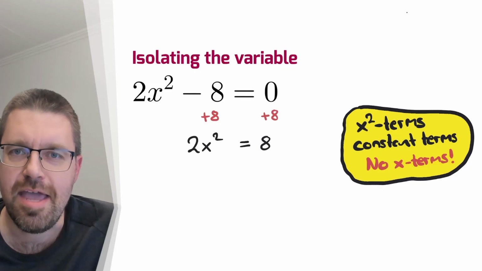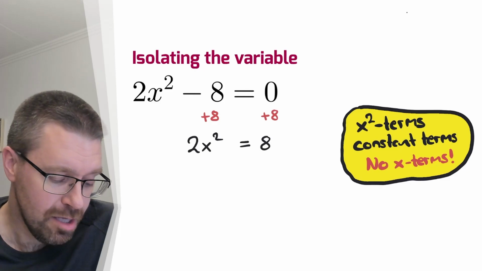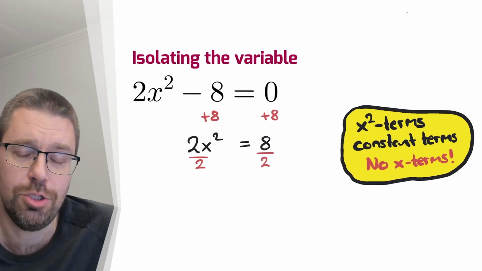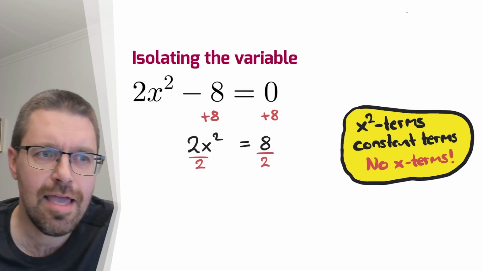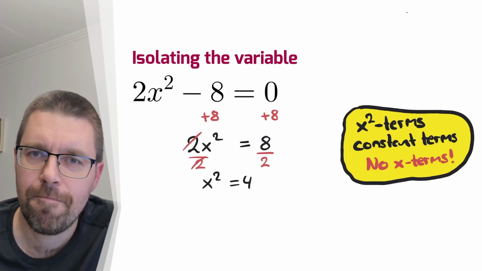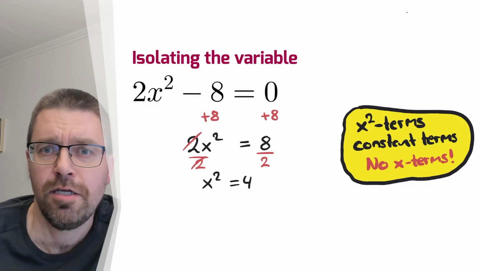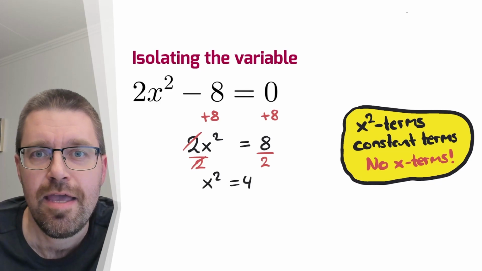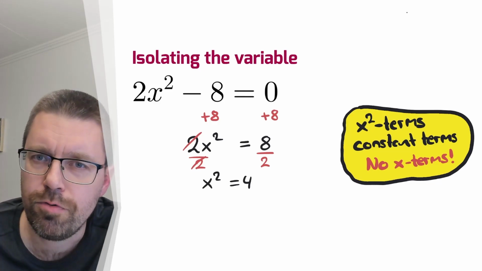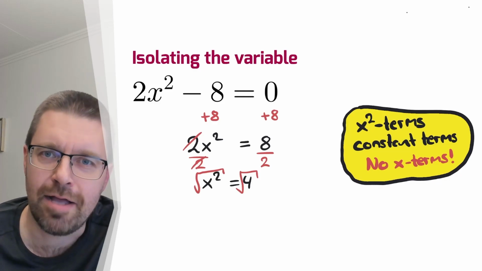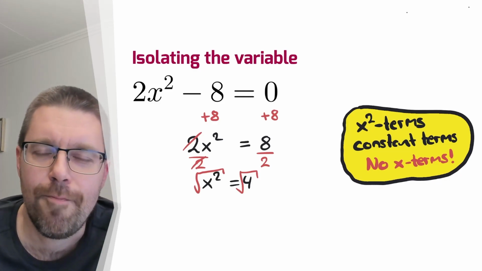squared equals 8. Then it's time to do the opposite of multiplication. So we divide by 2 on both sides and then we have x squared equals 4. And the opposite of x squared, of raising a number to the power 2, is to take the square root. So on both sides we take the square root, but now it's a very important thing.